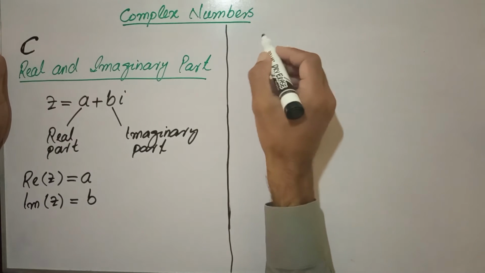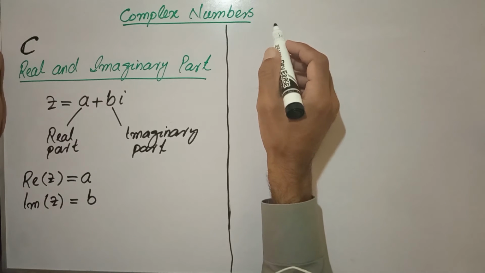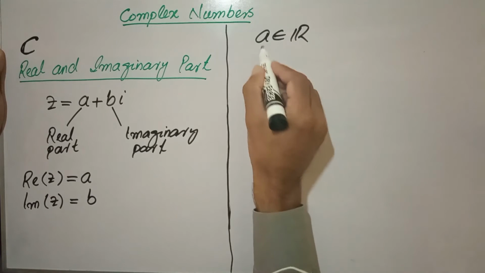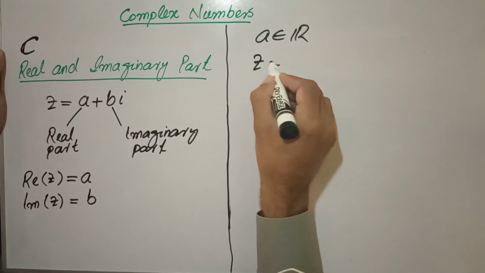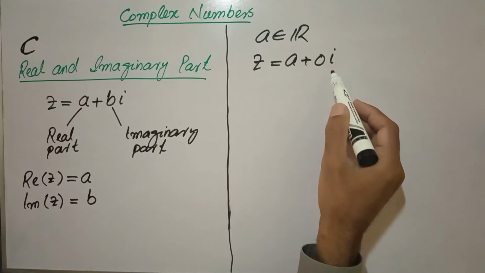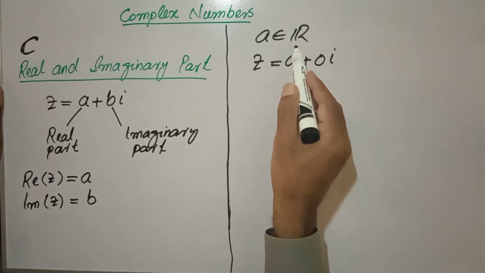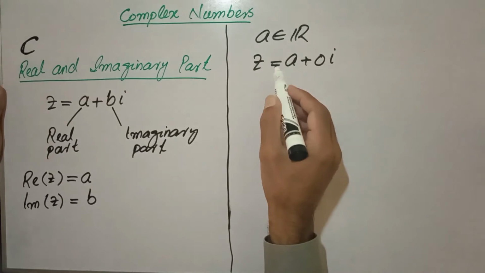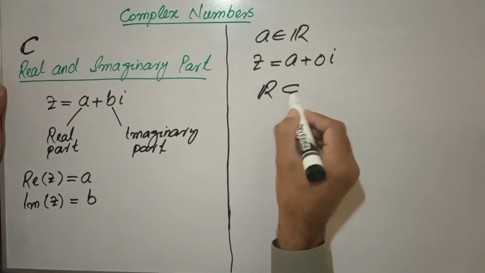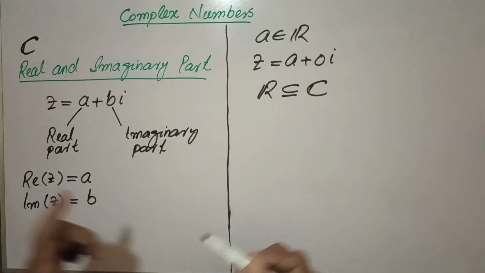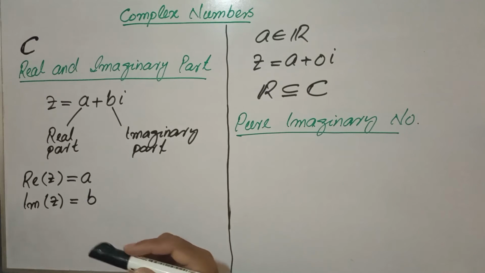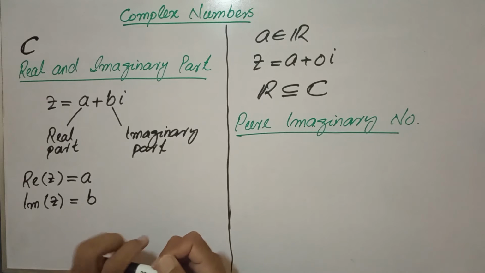We can see that any real number can be written as, for example, if a is any real number, then we can write a as z is equal to a plus 0 iota. That is, the imaginary part is 0. Thus, every real number is also a complex number. Thus, we can say that the set of real numbers is a subset of the complex numbers.